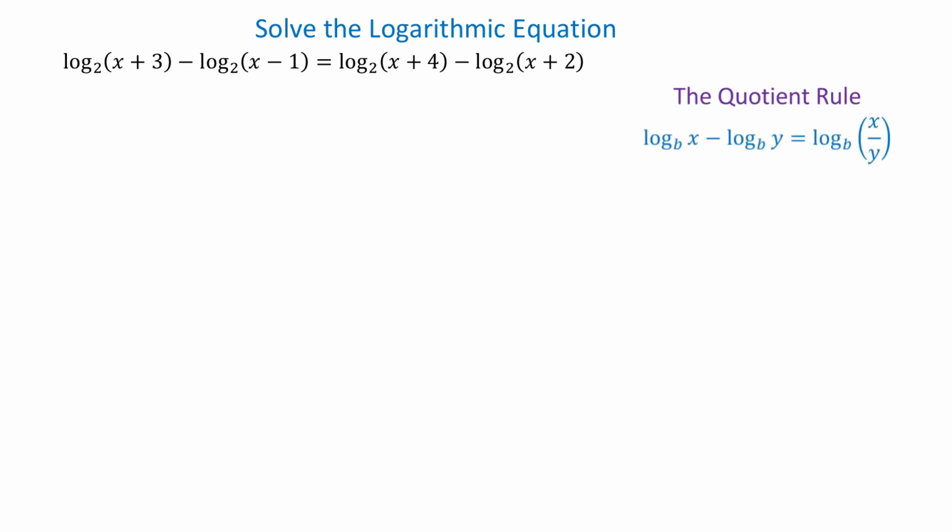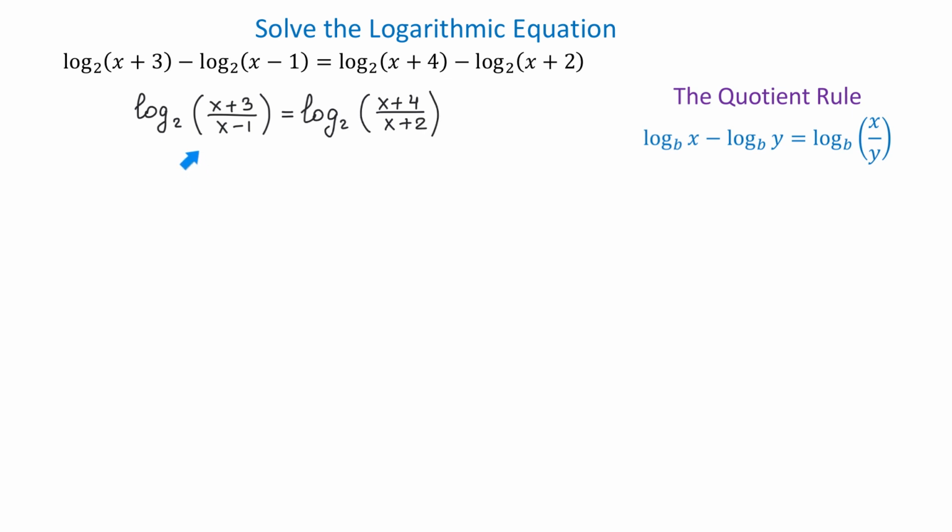This rule tells us that if we have a difference of two logarithms, log base b of x minus log base b of y, then we can condense this into a single logarithm by dividing x by y. Then we can rewrite the left side of this equation as log base 2 of x plus 3 divided by x minus 1. If we apply the same rule on the right side, then we will have log base 2 of x plus 4 over x plus 2.